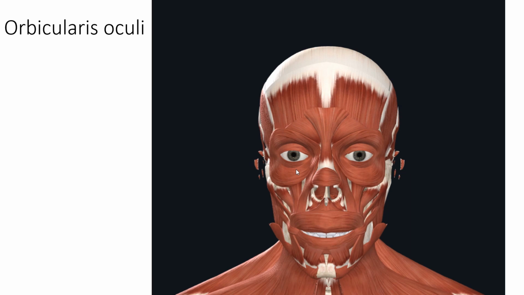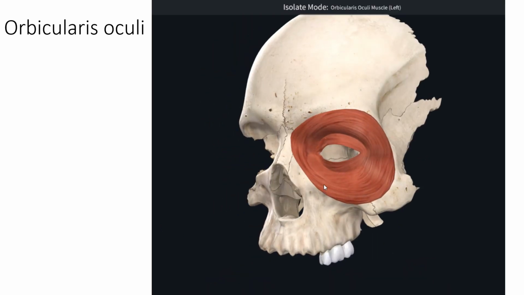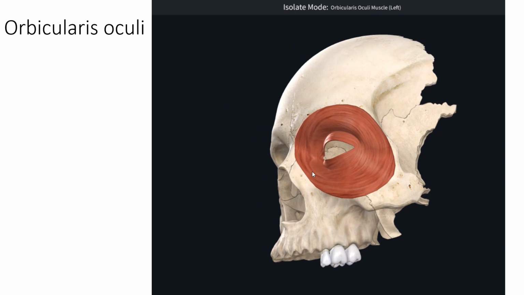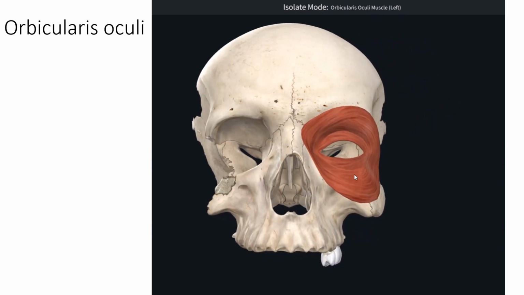Our next muscles are going to be the Orbicularis oculi muscles, which surround the eyes. They are going to be involved in closing the eyelids, and the origin is going to be on the frontal and maxillary bones, and the insertion is going to be on the tissues of the eyelids.